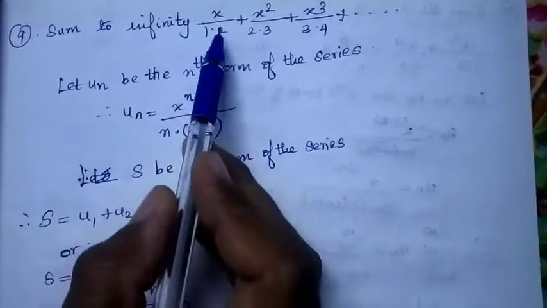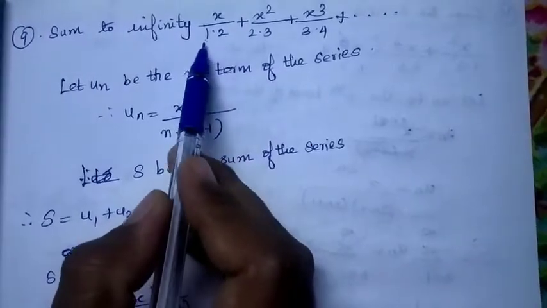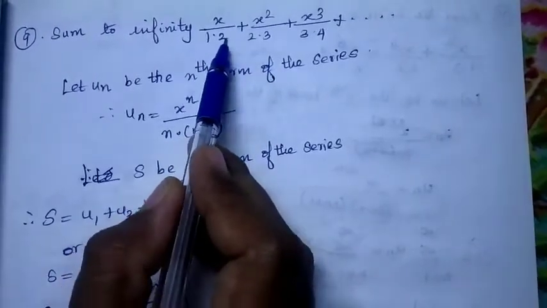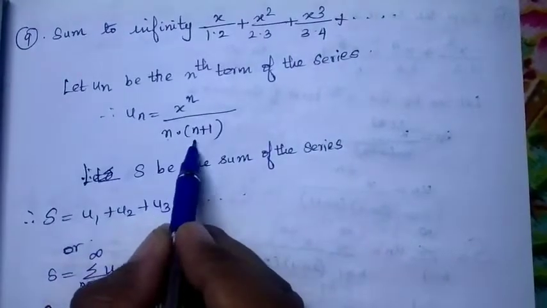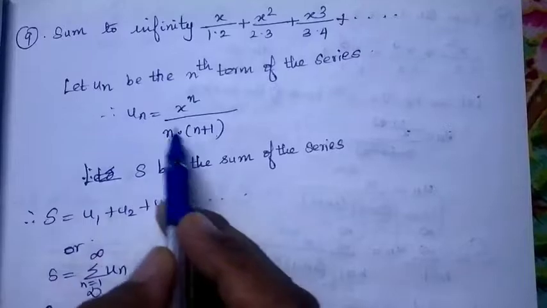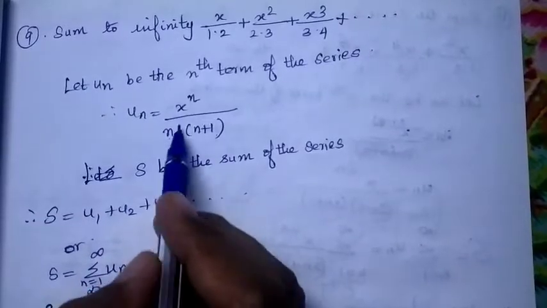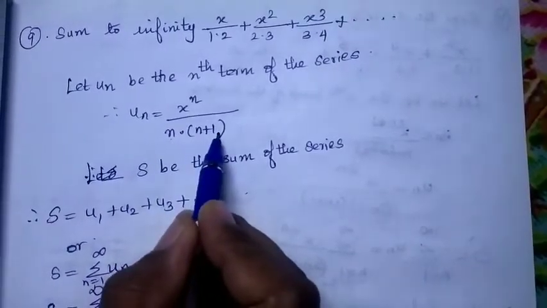Similarly, you have to find out what is in the denominator. Look at the first term, 1 into 2. Second term is 2 into 3. So nth term will be in the form of n into n plus 1. So this is un. So un is x power n by n into n plus 1.